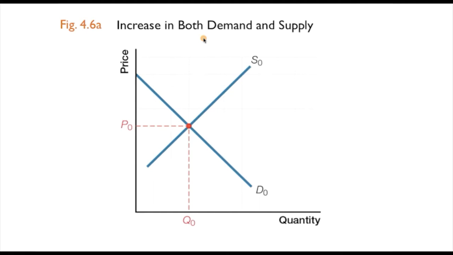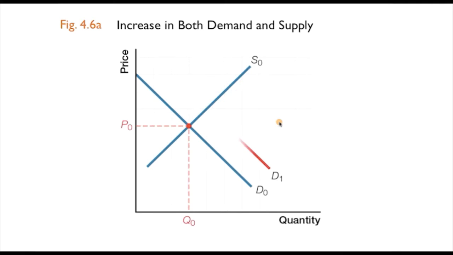And the outcome when both demand and supply shift in this case is not as clear-cut as it was in the simpler cases of a single shift in demand or a single shift in supply. So here we have an initial equilibrium at the intersection of D0 and S0. This is the equilibrium price, P0. This is the equilibrium quantity, Q0.